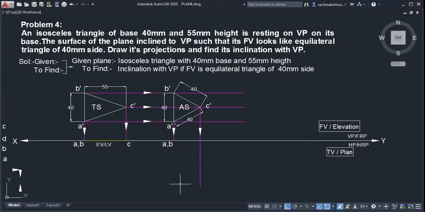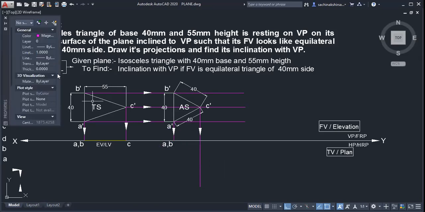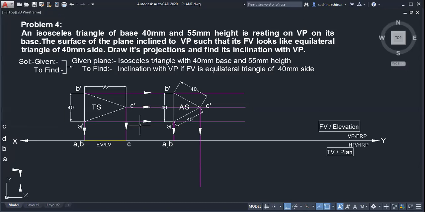You will get point C. So that distance is 55. So I will mark an arc at 55. You can make use of a compass. I will mark a distance by using this.